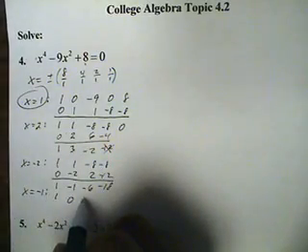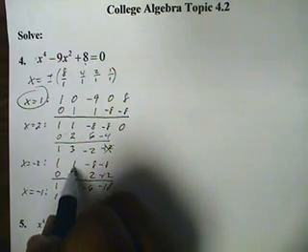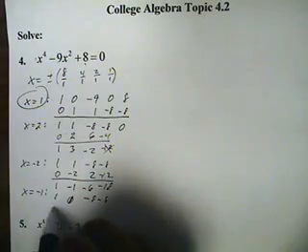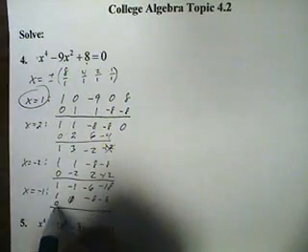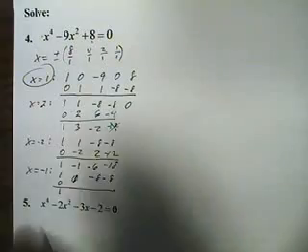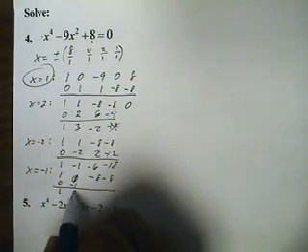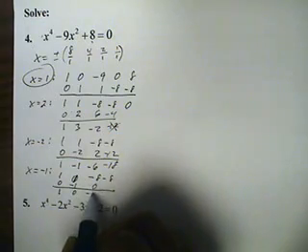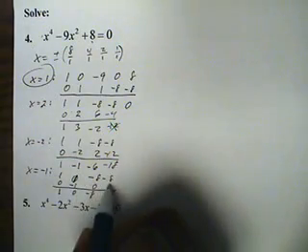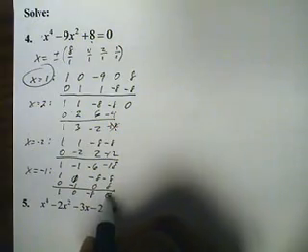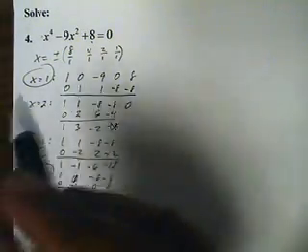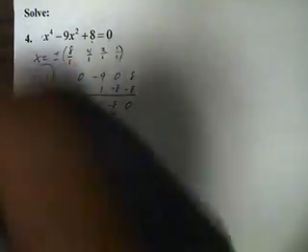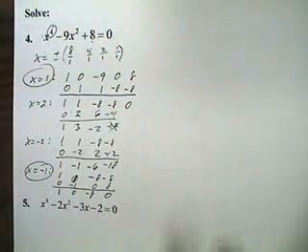1, 1, negative 8, negative 8. So 1 and 0 is 1. 1 times negative 1 is negative 1, which is 0. 0 times negative 1 is 0. You get negative 8. Negative 8 times negative 1 is 8. And negative 8 and 8 is 0. So this is also a solution. So we have solutions of 1 and negative 1. So that's 2 solutions. Now there will be a total of 4 solutions.